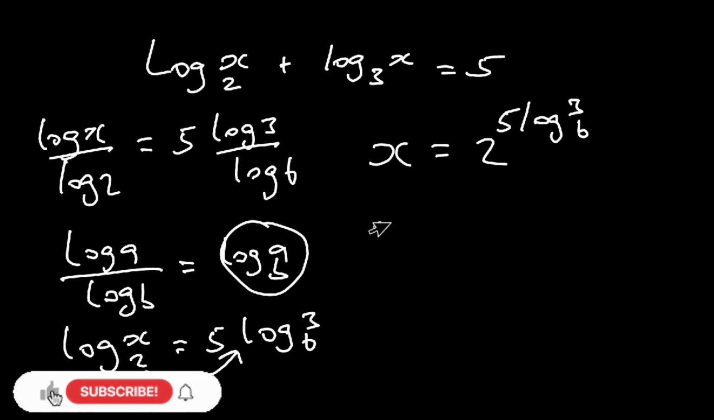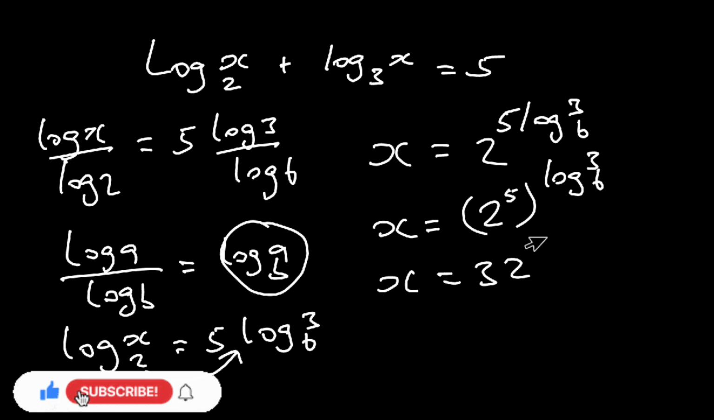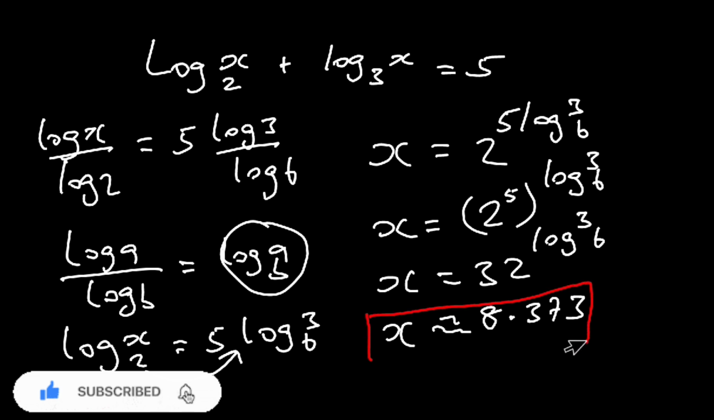Then we have that x equals, now this can be written as 2 to the power of 5, then multiplied by log 3 base 6. So we have x equals 2 to the power of 5, which is 32, to the power of log 3 base 6. Now if you input this in your calculator, you see that x is approximately equal to 8.373, and then this is the answer to this question. Now let's solve it using the second method.